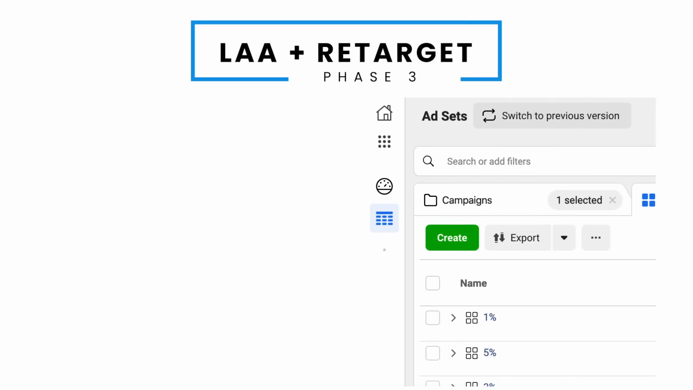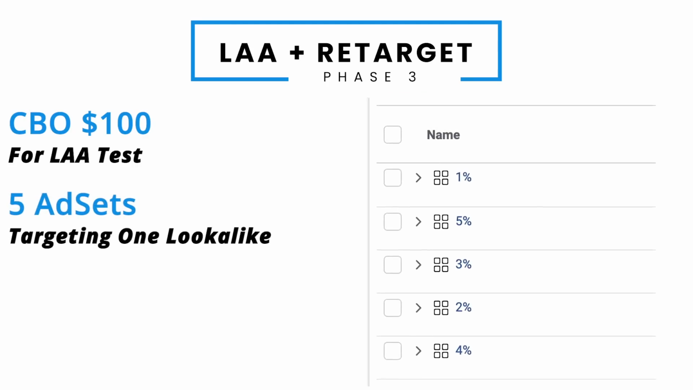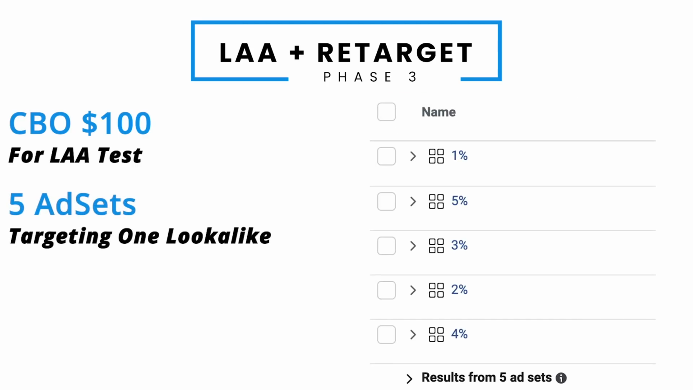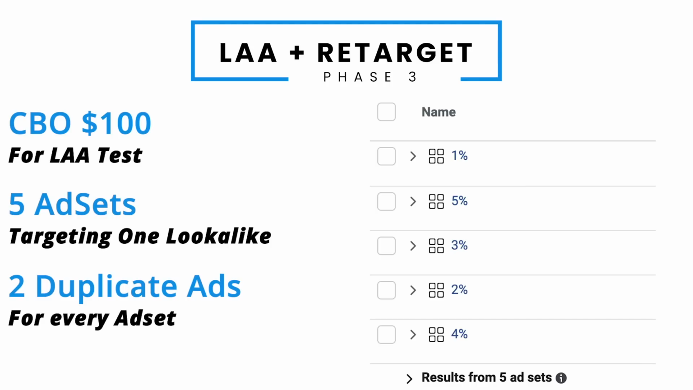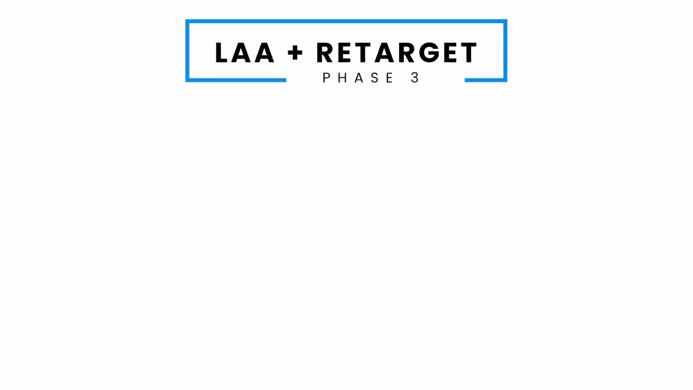Once you have a retargeting campaign set up, it's time to test your new lookalike audiences. The setup for this is really simple. Make a $100 CBO with 5 ad sets to target one of your lookalike groups, starting with page view. Then for each ad set, make 2 duplicates of your winning creative. Once you test page view, you can test video view or page engagement next. If you find something that is profitable for 2 days, then move on to phase 4.